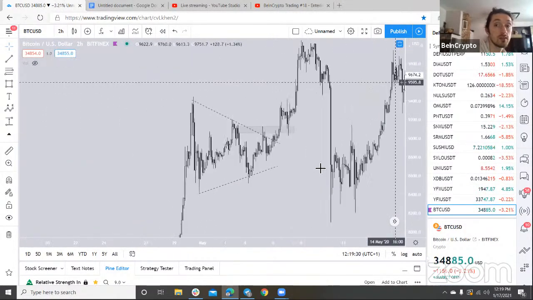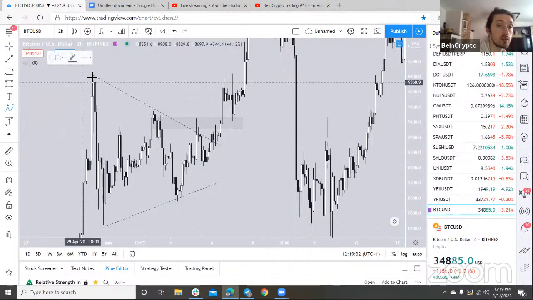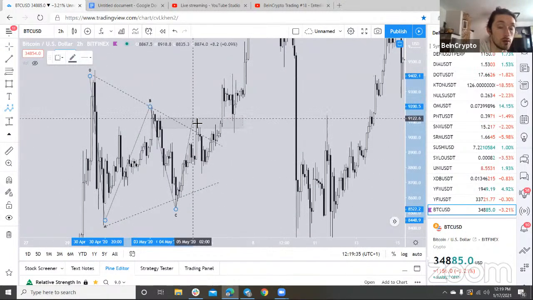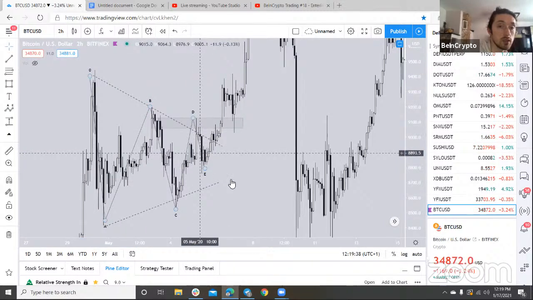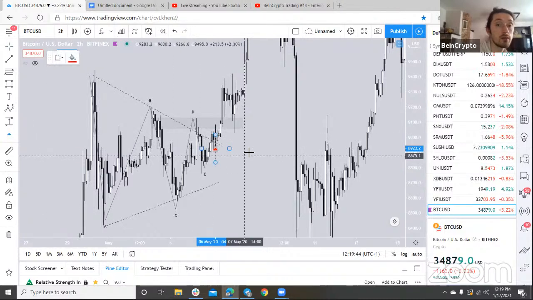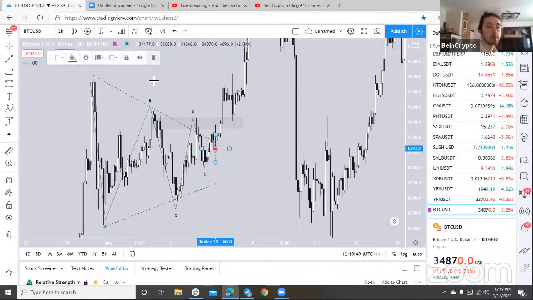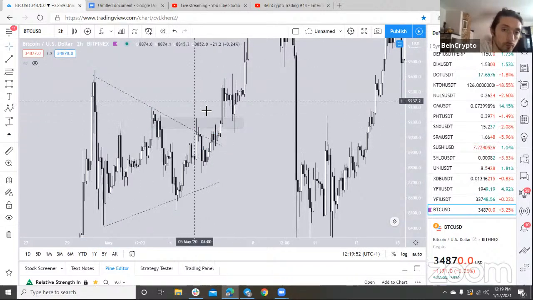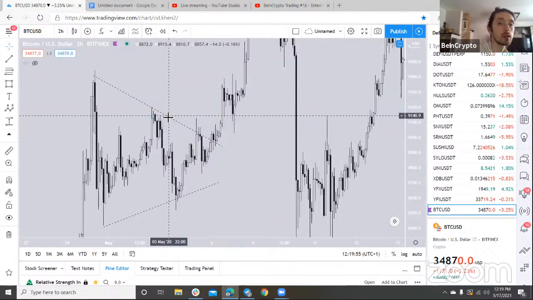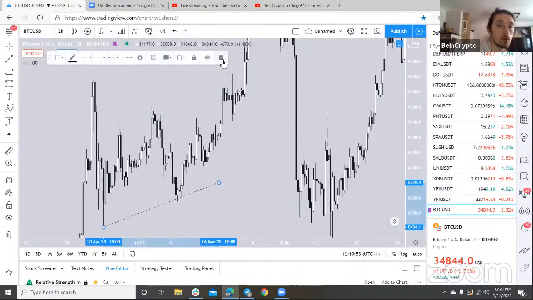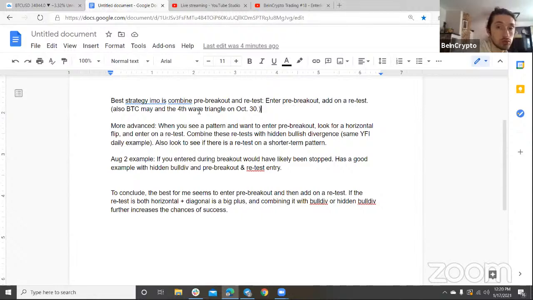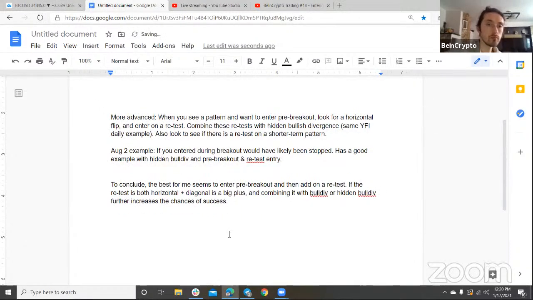It's almost the same as the other one. Basically we have a fourth wave triangle here. The E is slightly truncated, but if you entered here, and then you have a tiny retest of the breakout level, and then you have another retest here. So yeah, those would have been your 3 entries. Again, let me clean up the chart for a second. When you see a pattern and want to enter pre-breakout, look for a horizontal flip and enter. Okay, we did this.